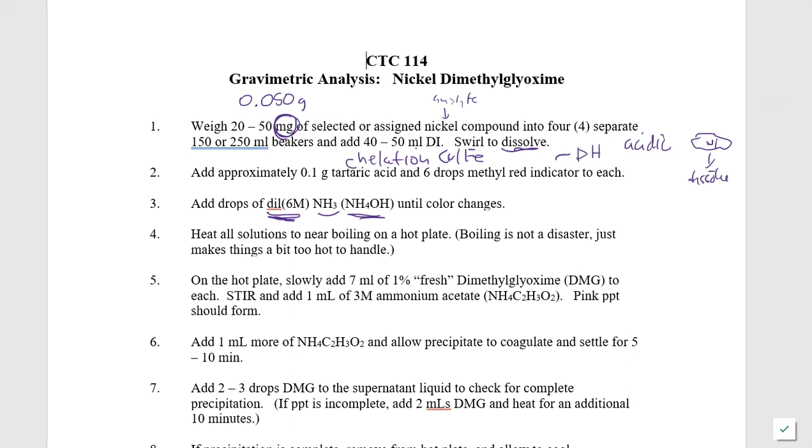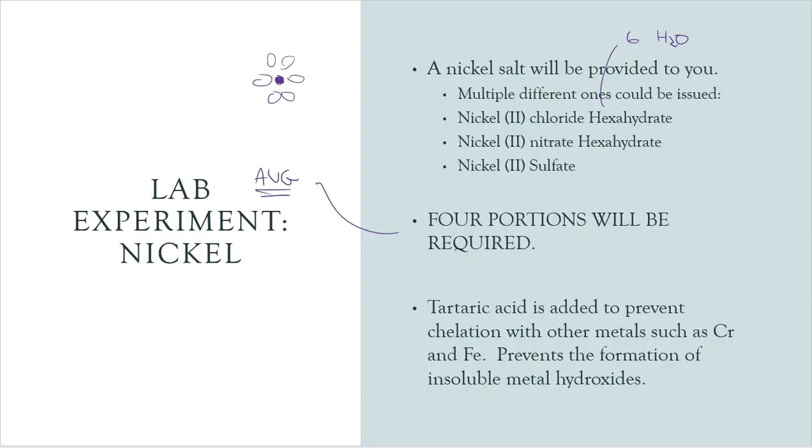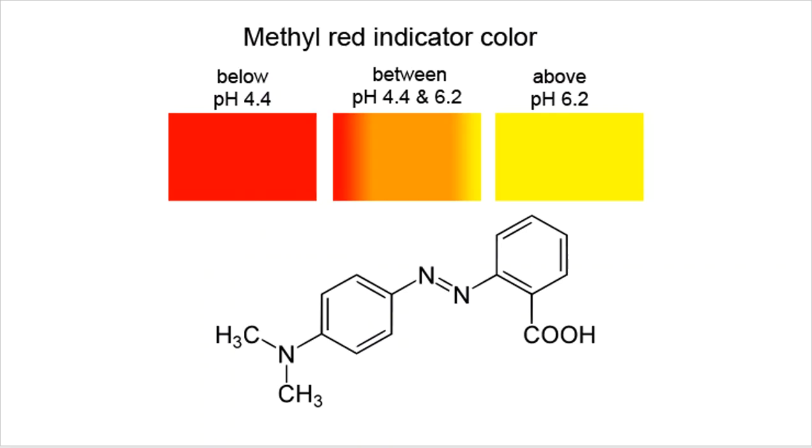Again, that's the way that we get ammonia. And we're going to keep adding it until the color changes. Color changes? What does that mean? Well, we're going to be adding methyl red, and here you go. On the acidic side, we're going to get orangey and red. It's called methyl red. What color? Red for acidic. We don't want those colors.